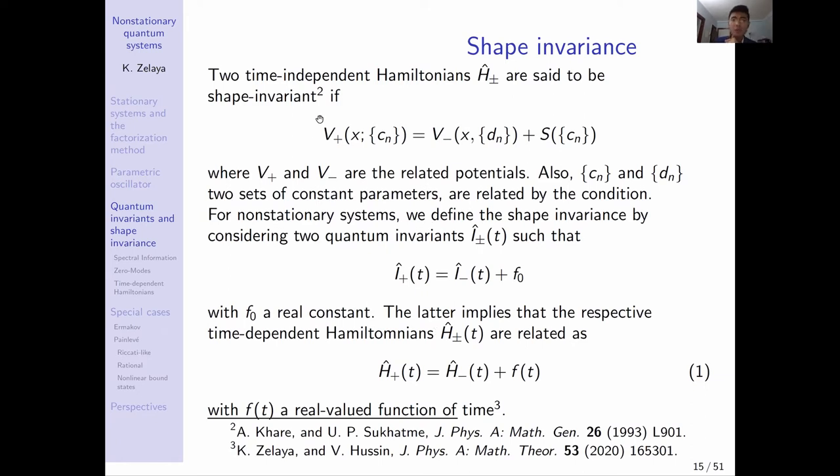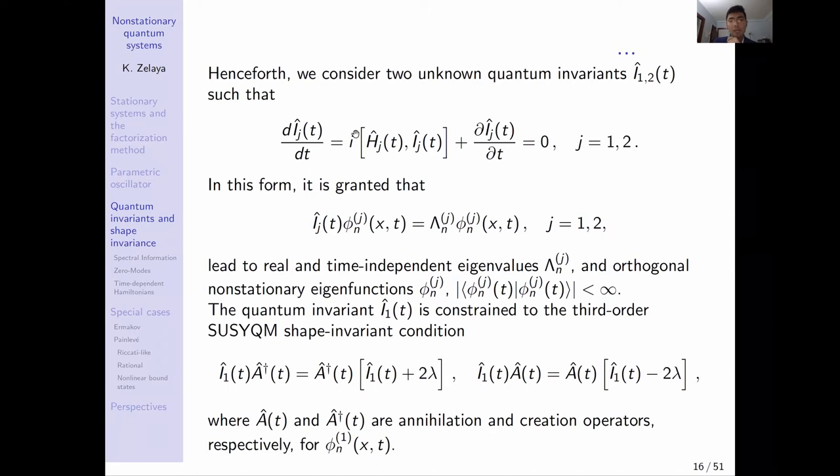Each one of these quantum invariants is related to its respective Hamiltonian, Hj, and all of them satisfy this invariant condition, which is why we call them quantum invariants. Also, each one of these quantum invariants satisfies an eigenvalue equation like this. Remember, I1 is the invariant we are looking for, I2 is just an auxiliary one. Actually, we will not take care of I2, just I1. And we will say that the solutions, the non-stationary eigenfunctions, are defined by the finite norm condition like this. And this inner product is the same we defined from the beginning. We will use the same physical inner product.